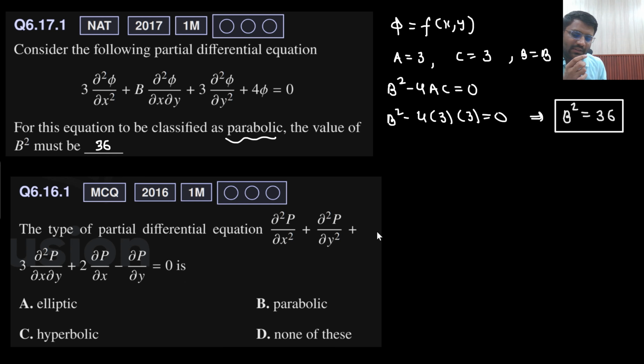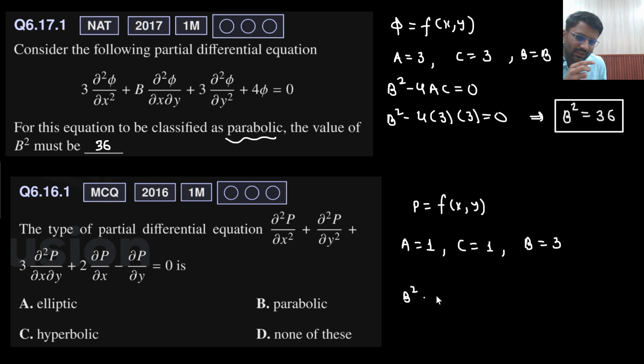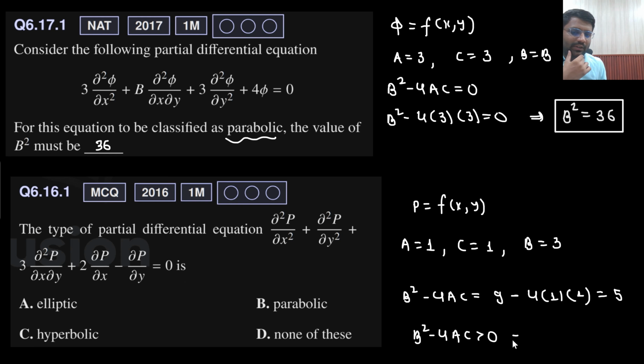What about this one? Sir, p is a function of x comma y. Double differentiation with respect to x, value of a is 1. Double differentiation with respect to y, value of c is 1. Double differentiation with respect to x and y, value of b is 3. What is the value of b square minus 4ac? So 9 minus 4ac. What is the answer you are getting? 5. So b square minus 4ac is 5, which is greater than 0. What does that mean? Hyperbolic.